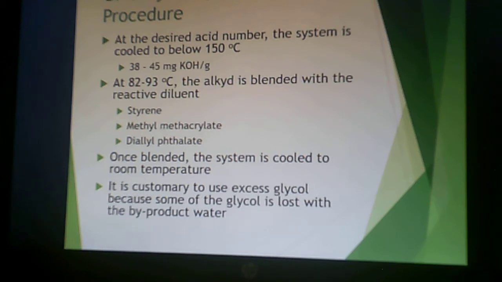So styrene, methyl methacrylate, diallyl phthalate. Once you have that reactive diluent blended in when it's warm, then you can cool it all the way down to room temperature. It's customary to use excess glycol because during the process of distilling off water, you can accidentally distill off some of that glycol. So you typically over-index the glycol a little bit so that you can make up for what is lost with the water byproduct during polycondensation.